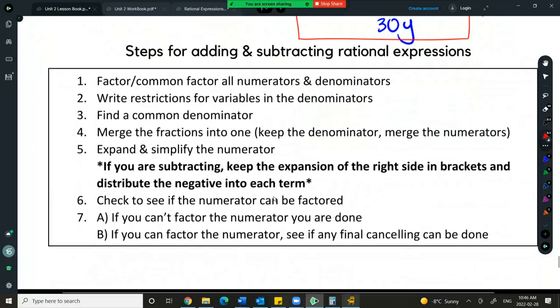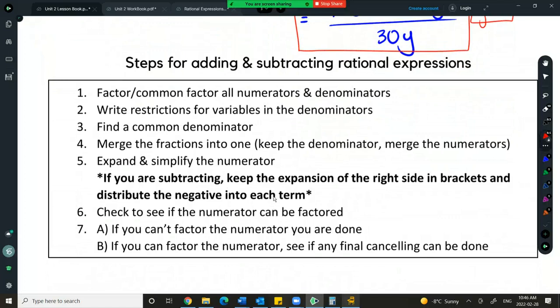Okay, so we're going to apply something similar to more complex things with multiple terms. So these are your steps. Adding and subtracting is a little bit more complex than multiplying and dividing, but the same fraction principles apply. So for every single type of question, no matter if it's multiplication, division, addition, or subtraction, we will always start by factoring and common factoring everything we possibly can. So all numerators, all denominators, get it in factored form. Same thing for multiplication and division. Before we start canceling or doing anything, we will write restrictions.